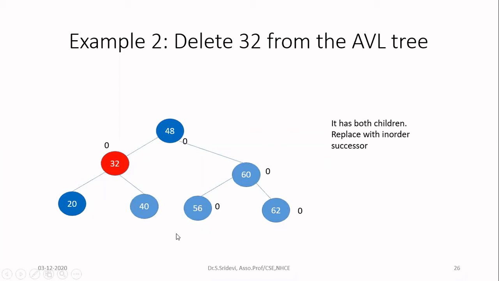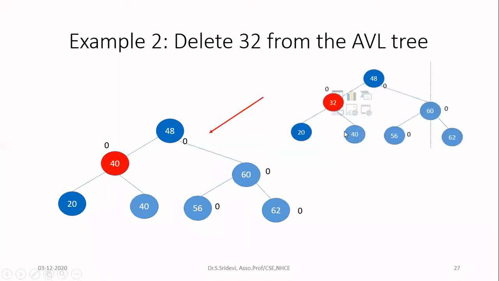So I'm choosing that. Then I have to replace this 32 with the in-order successor. That is, here also I'm going to write the same value 40. Now after that, what do you have to do? Your aim is to delete 32. It has been removed actually because we are overwriting the value. So 32 is deleted, but this 40 is occurring 2 times now. So this 40 we have to remove. Now it has been transformed into case 1.